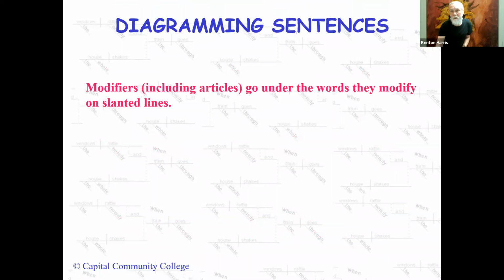Modifying words, including articles. Articles are words like a, the. Modifying words and articles go under the words that they modify on slanting lines, right? So adjectives would go under the nouns that they modify. Adverbs would go under the verbs or the adverbial clauses or whatnot. So that's how you find places for the other words in the sentence. So now we have a slightly more complicated sentence. The glacier is melting slowly.